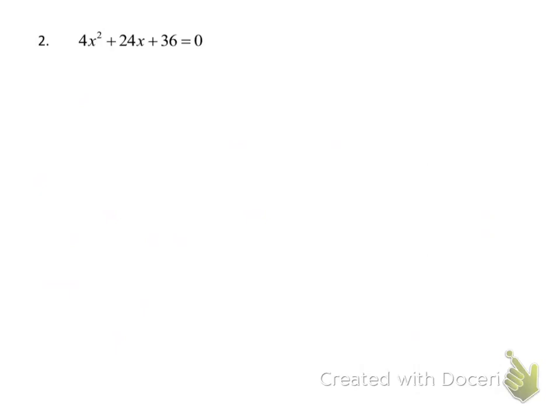Second quadratic is 4x squared plus 24x plus 36 equals 0. Now this is already set equal to 0, which is nice. Let's move the c value over by subtracting 36 from both sides.